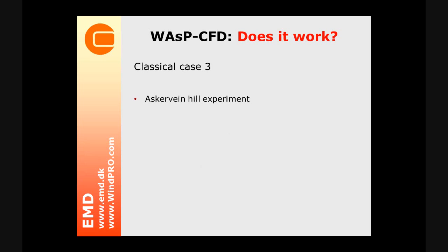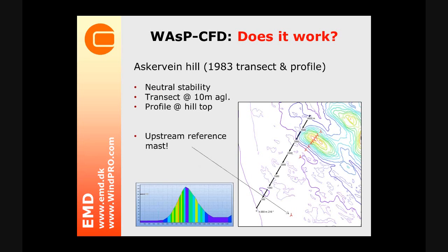The third classical case is the Askervein Hill experiment, which was conducted in the 80s, and the particular data set that we were studying was conducted during a period of neutral stability. They had measurement equipment measuring at 10 meters in a transect across the hill, and measuring a profile at the hilltop. At the same time, they had a reference mast measuring at the same height, and here at the bottom left you also see a cross-section of this almost idealized hill.